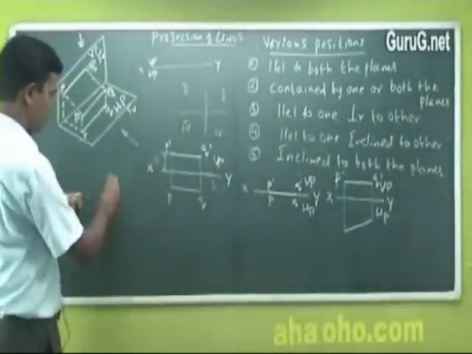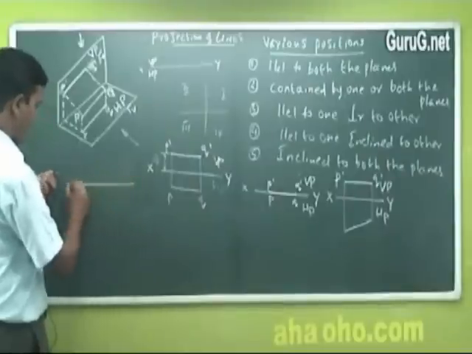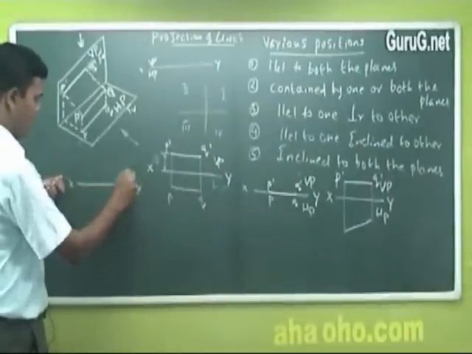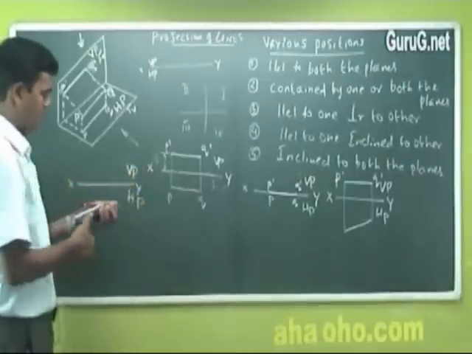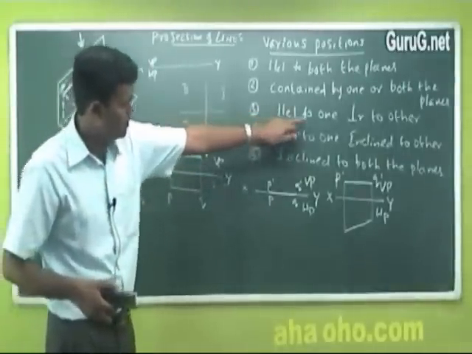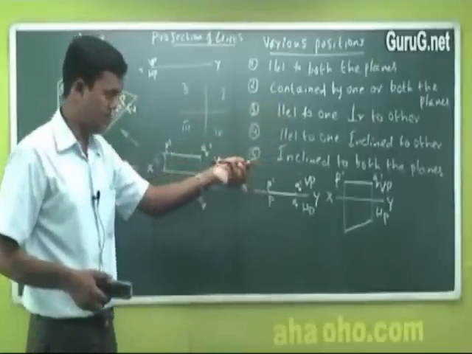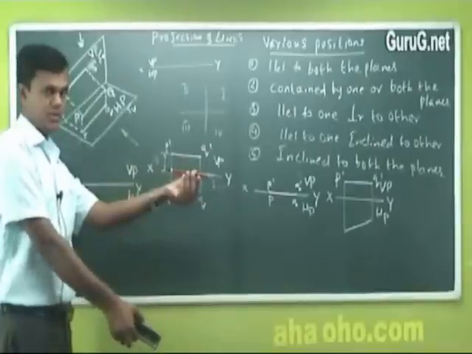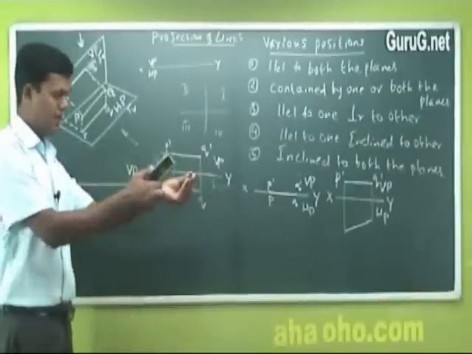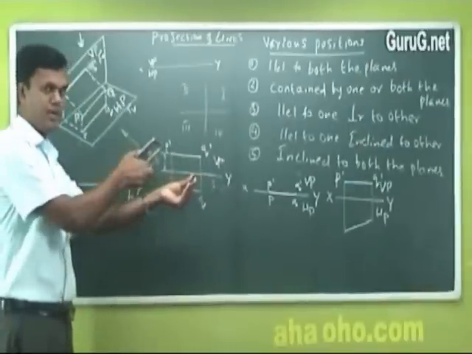Suppose I draw a line here, X and Y, VP and HP. It is parallel to one, perpendicular to the other. You keep the line as it is. It is parallel to VP, no, parallel to HP also. Now I will turn it like this: parallel to HP, perpendicular to VP.